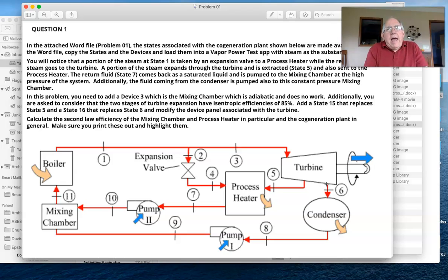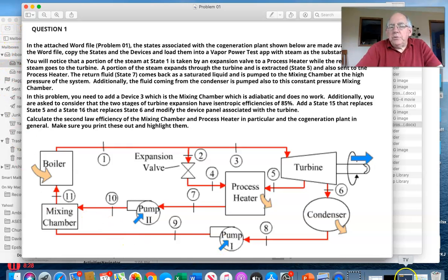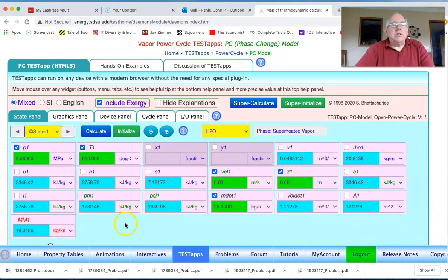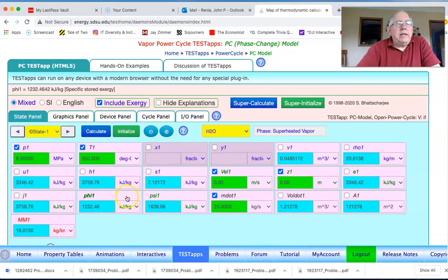And then we're treating that second stage as isentropically going to state 6 and then actually going to state 16. And so that's going to be what we need to keep in mind. So let's go ahead. I've taken the information out of the Word document, and that information has now been entered into the software, and so one can start to see the various states that have already been established.